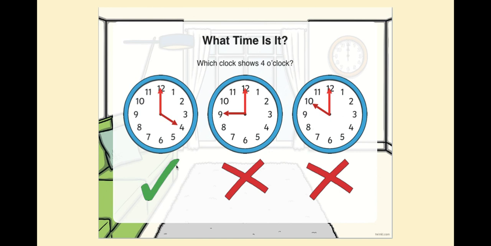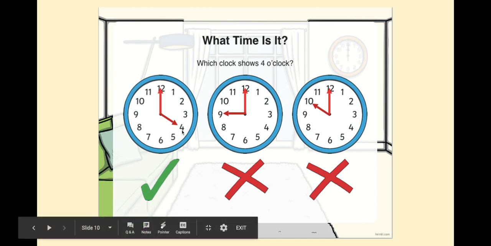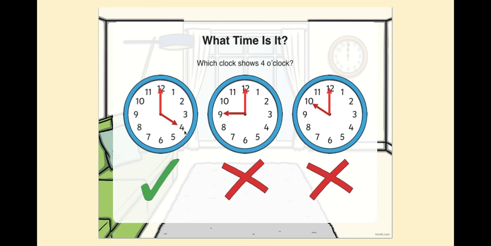Which clock shows 4 o'clock? And we can see here that this is a correct one. The short hand is pointing to the 4, the minute hand or the long hand is pointing to the 12, so it's 4 o'clock. This here, of course, is 9 o'clock. This here is 10 o'clock.